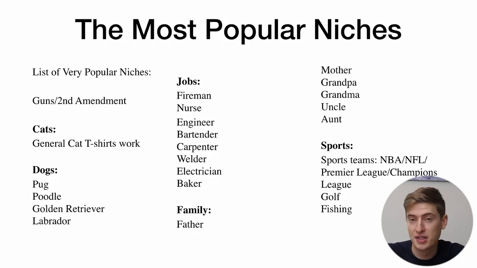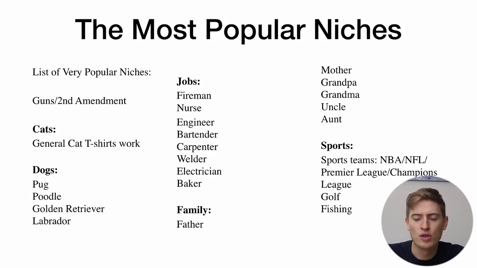You've got guns and the Second Amendment. You've got cats, so just general cat t-shirts, dogs, pug, poodle, golden retriever, Labrador, jobs, fireman, nurse, engineer, bartender, carpenter, welder, electrician and baker. And then you've got family, so you've got the father, the mother, grandpa, grandma, uncle, aunt, and then however you want to say those words, like mama, papa, mima, like all these different ways of saying them, like you're good.